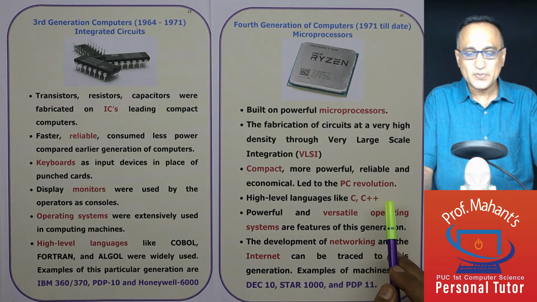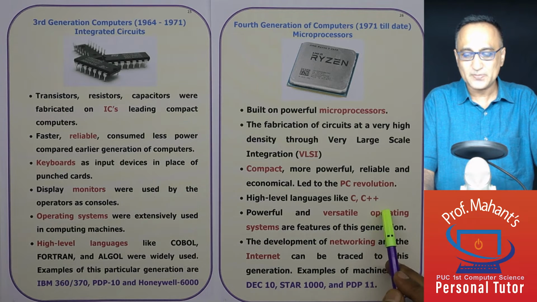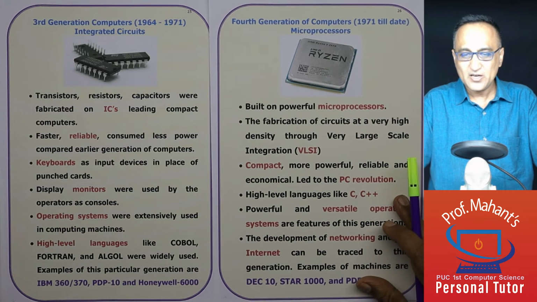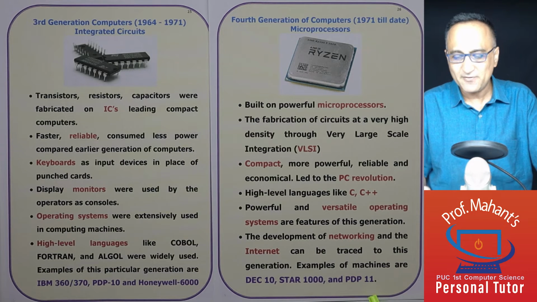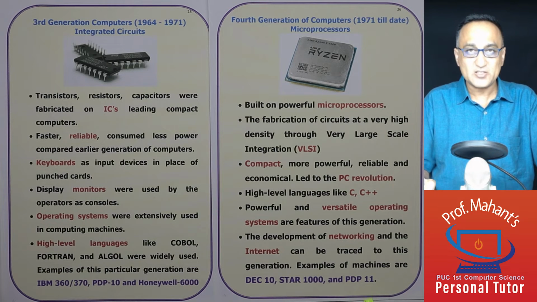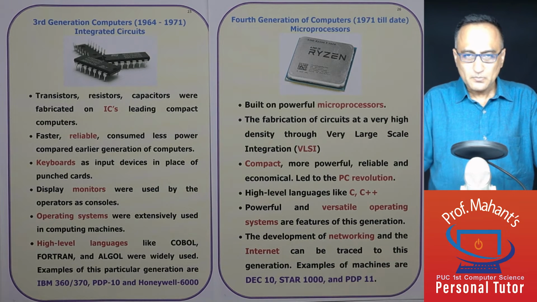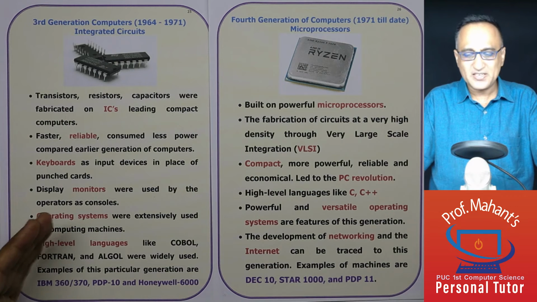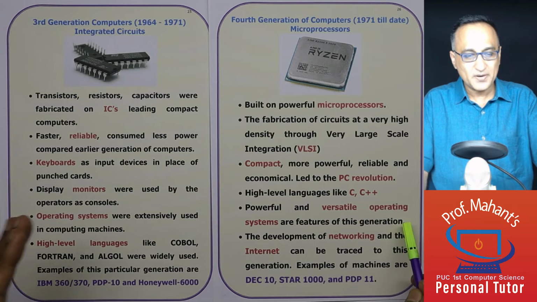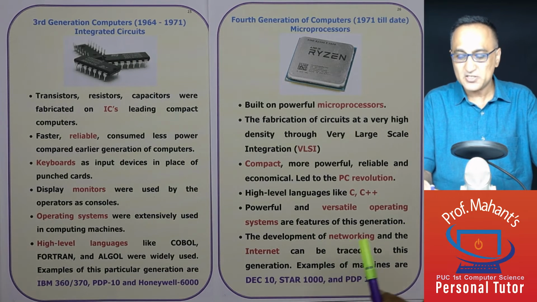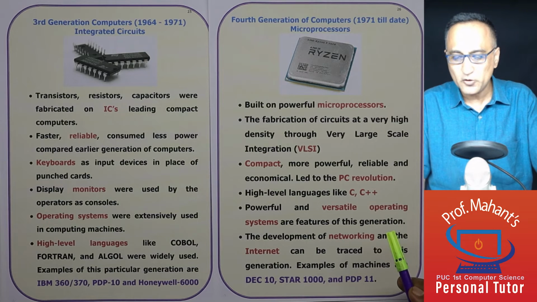An important thing in this particular generation was the introduction of high level languages like C and C++. In fact, the language C was developed on a machine called PDP-11. PDP-11 has a historical importance in the development of C. Now, the operating systems were quite basic before, but here powerful operating systems began to come into the picture. Operating systems were there in the previous generation, but they became much more powerful. You had Windows, you had Unix and all those coming into the picture.